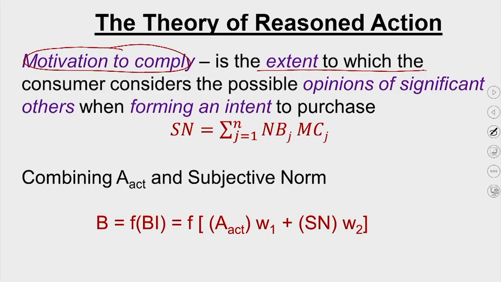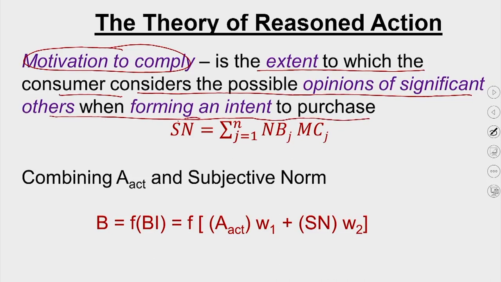It is the extent to which the consumer considers the opinion of significant others when forming an intention to purchase. So this subjective norm is actually a combination of my normative belief, this is the jth belief. I can have n number of beliefs, and similarly I could have n number of motivations to comply, one for the jth belief.